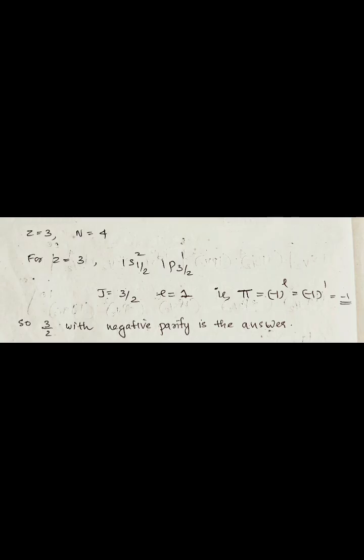That is, j is equal to 3/2 and L is equal to 1. That is, here for parity, pi is equal to (minus 1) raised to L, that is equal to (minus 1) raised to 1, that is equal to minus 1. So we get the answer as 3/2 with the negative parity. So here option A is the answer.